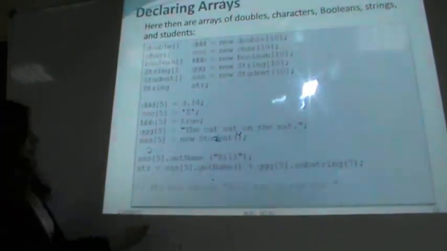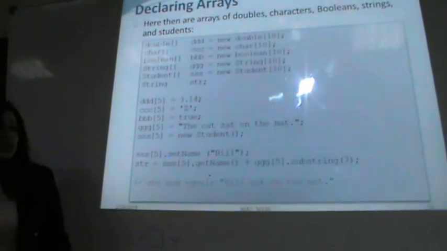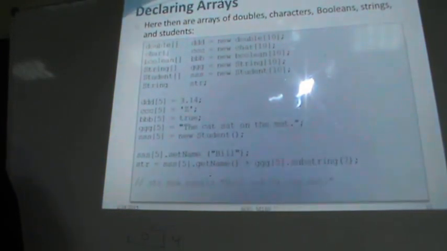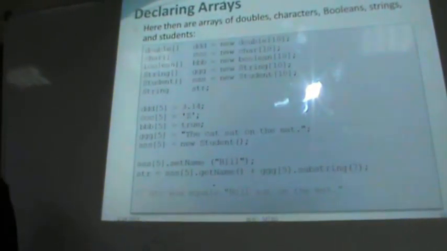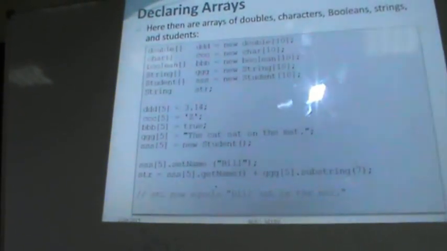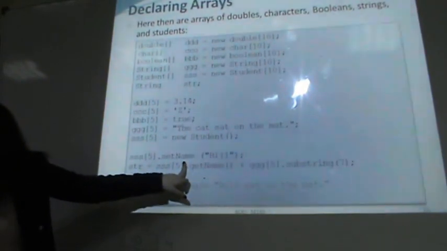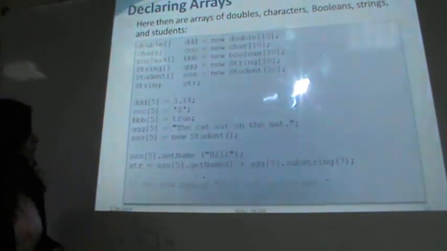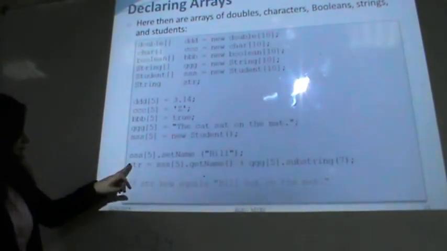And here we create an object of Student, okay? Which means what? We create an object of Student. The first element is a new Student, and it takes the default constructor. Maybe the student name is null or any value. Okay, let's see. SSS of 5 dot setName Bill. What does this mean? We set the name of the student at index 5 to what? Bill.